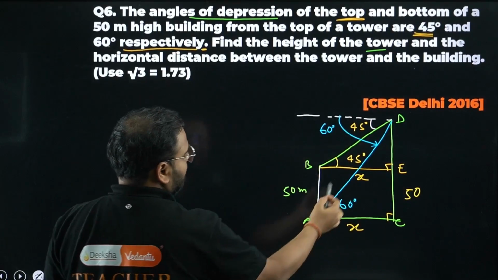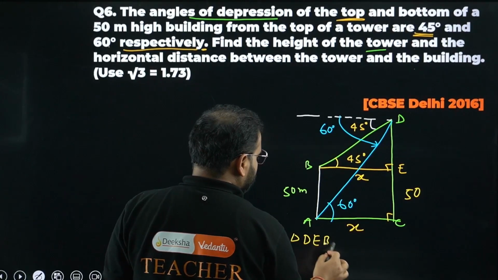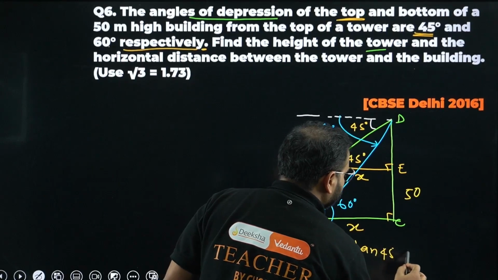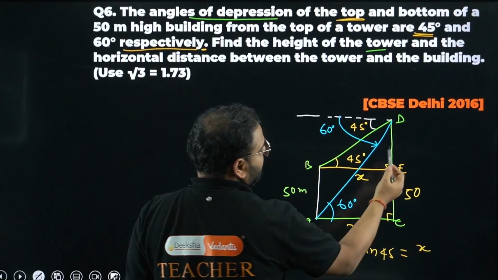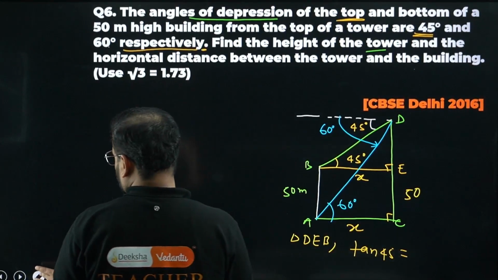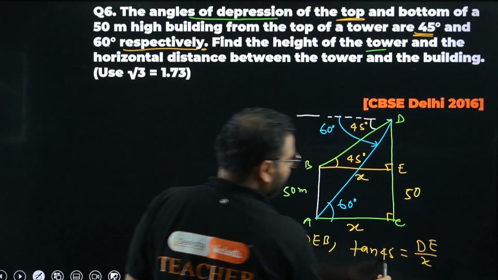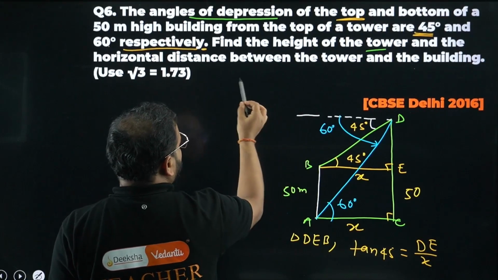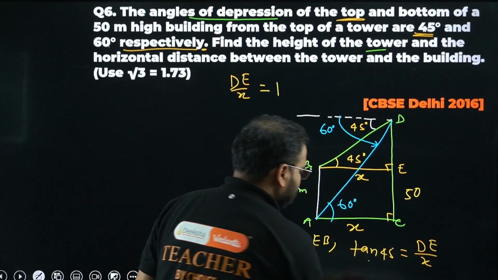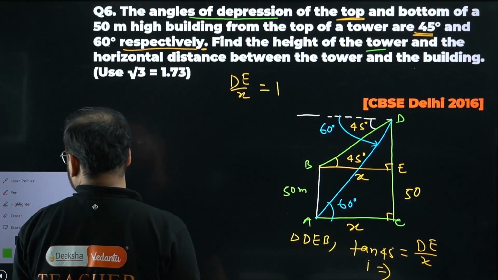We can find in triangle DBE or DEB. Please check. Tan 45 is D by X. Tan 45 is how much, sir? 1. So what I'm getting over here, please check, I'm getting D by X equals to 1. How come, sir? Tan 45 is 1, bacha. Same thing. 1 equals to D by X.